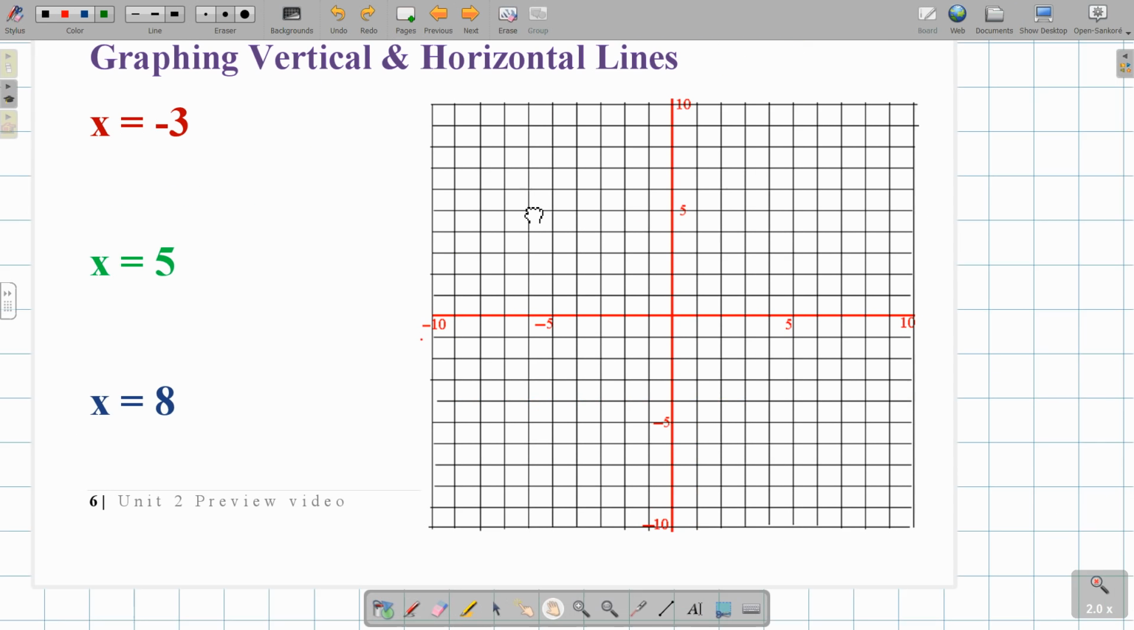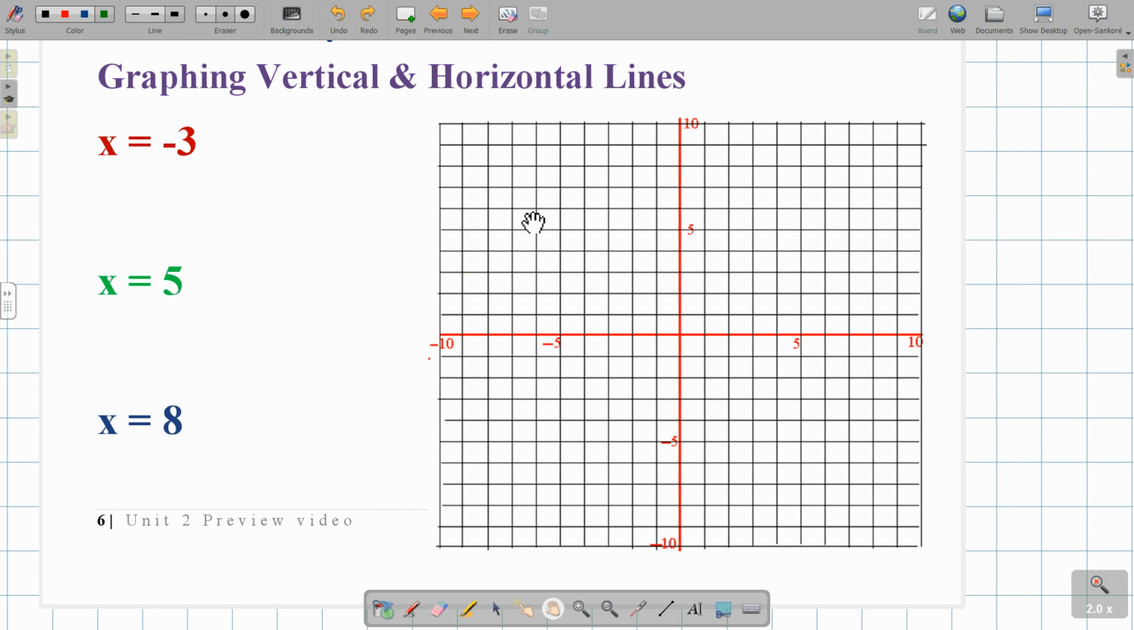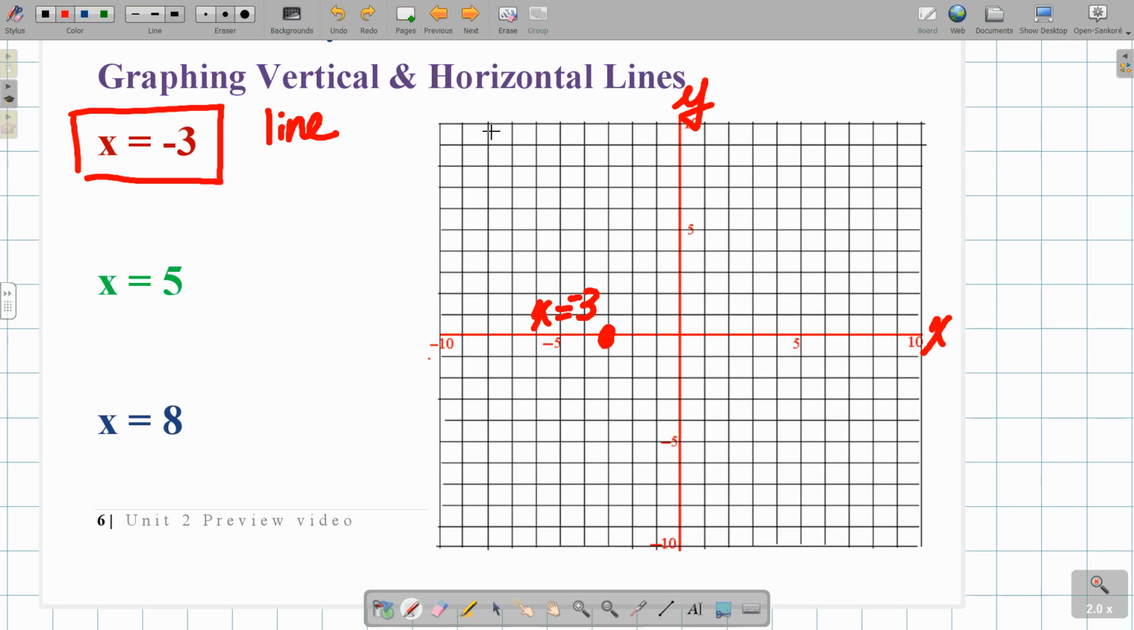Okay, welcome back. Now, graphing these lines, be super careful with this. Ready? Take a look here. Do this with me. We have x = -3. There's our x-axis, there's our y-axis, so we go along x, 1, 2, 3, ta-da, x = -3. No, what I just did was incorrect. That single point there is not x = -3, because x = -3 is a line.